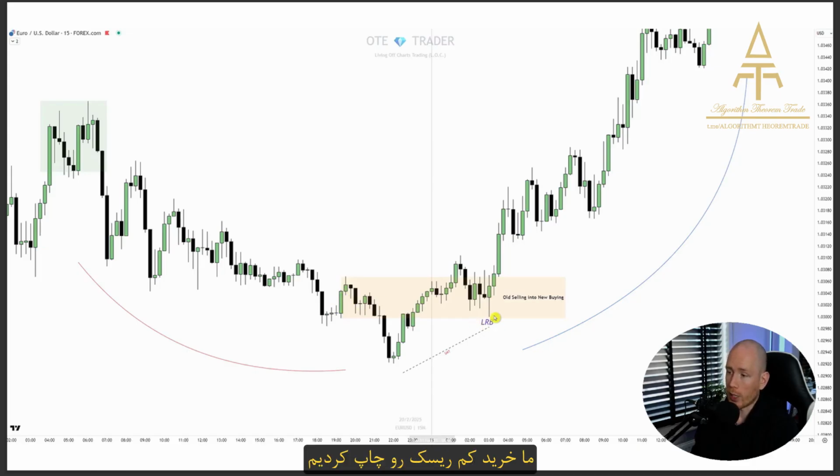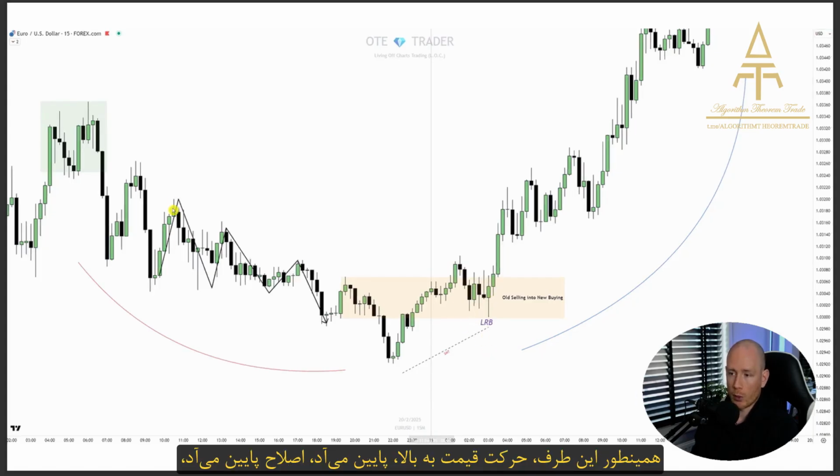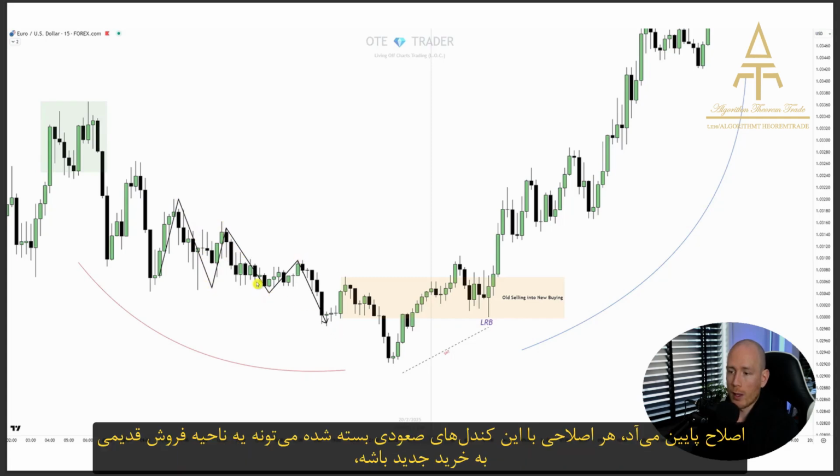We have the low risk buy printed, and we can see a set of down close candles formed in that same area as well. Same thing over here. Price leg up, goes down, retracement goes down, retracement goes down. Every retracement with these up close candles can be an area of old selling into new buying.